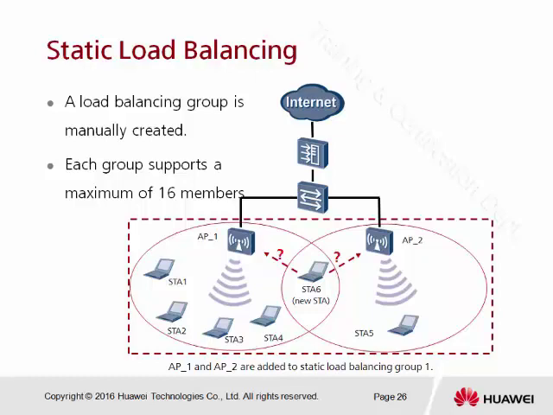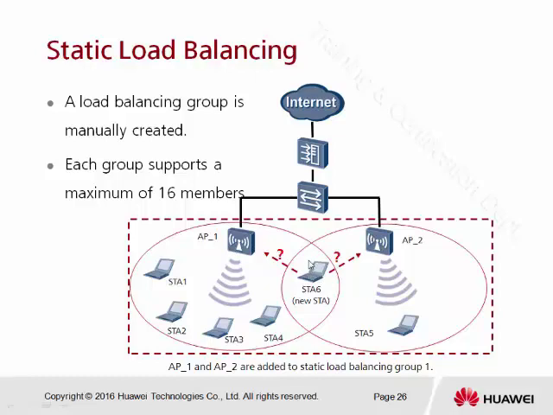So right here you can see I have some nodes. AP1 and AP2 are in the static load balance group. If you want to make sure inside this area, which we'll just name the overlapping area, the client connecting to this SSID can perform load balance in this area. So right now, AP1 and AP2 are sharing the same SSID.